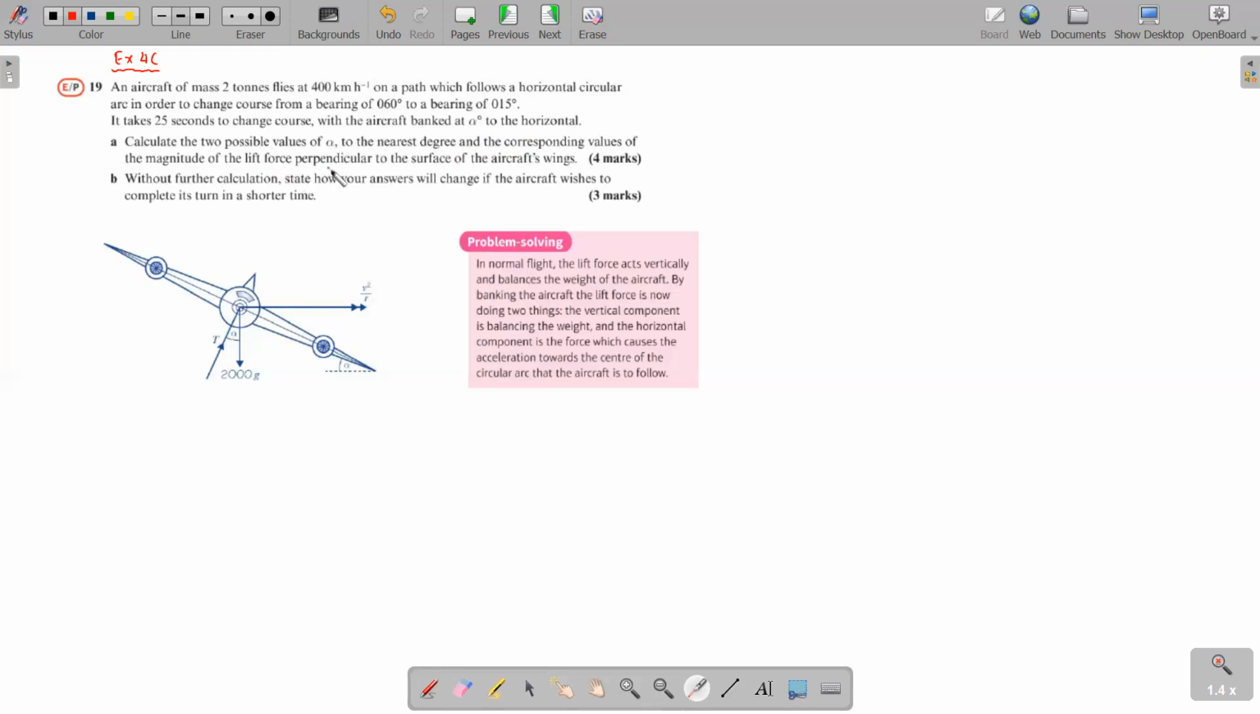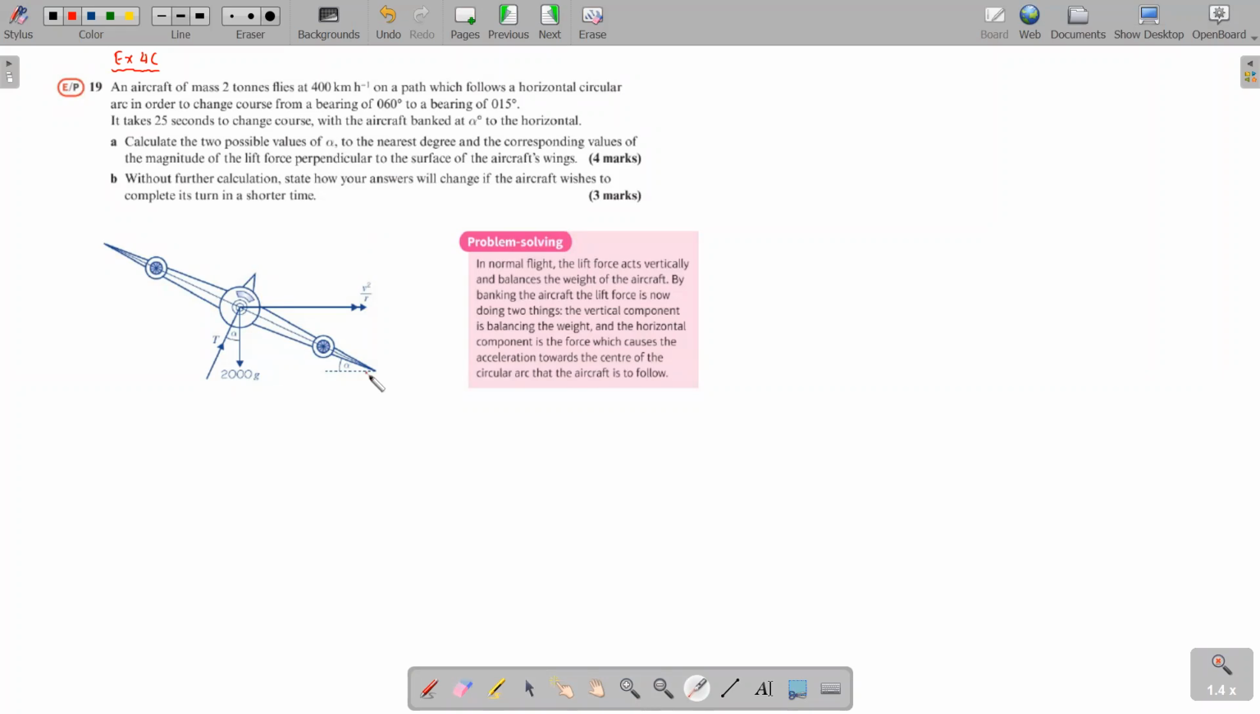Calculate the two possible values of alpha to the nearest degree and the corresponding values of the magnitude of the lift force perpendicular to the surface of the aircraft's wings. Okay. So guys, in order to do this question, there are several things that you need to know. The first thing is you need to understand how to draw the force diagram. When it comes to horizontal circular motion, and this is a horizontal circular motion sum, there are normally only two things to do, right?